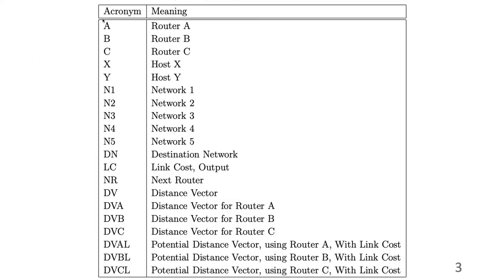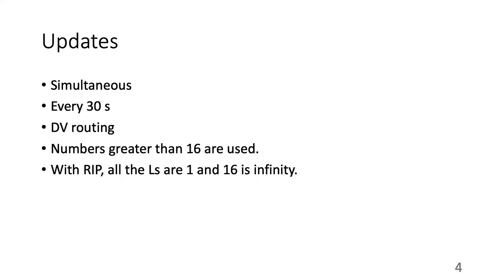These are some of the definitions. A is a router, X, Y are hosts. These are the networks. DN is destination network. LC is link cost, NR is next router, DV is distance vector for router A, B, C, and DVAL is the potential distance vector using router A with link cost. The updates are simultaneous every 30 seconds, precisely in RIP, but it was at some point in research advocated to change it a little bit, but initially it was every 30 seconds.